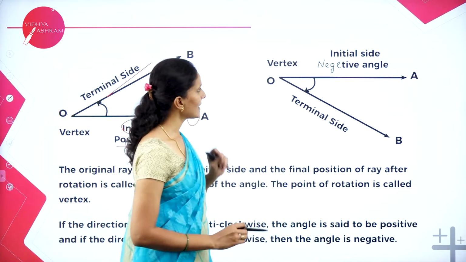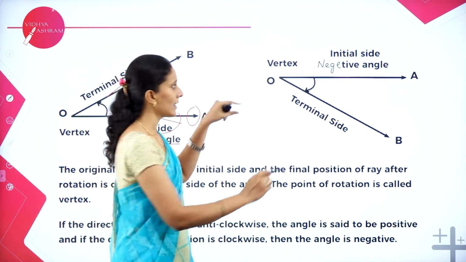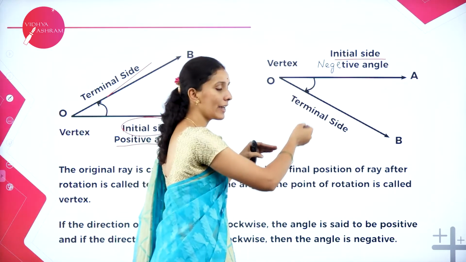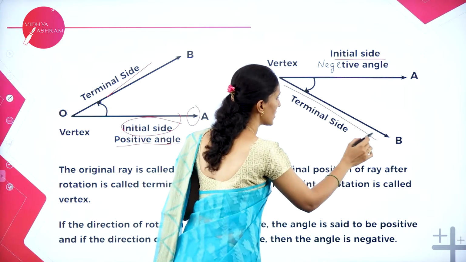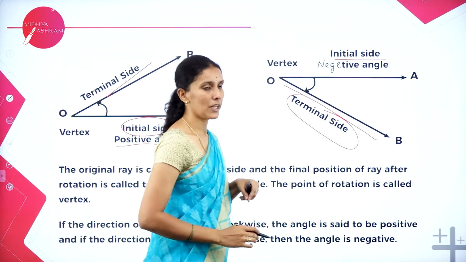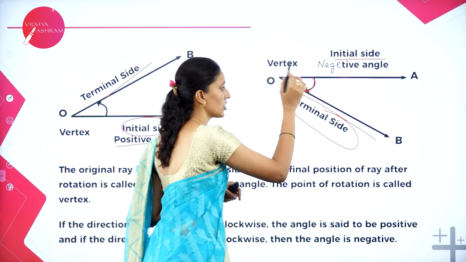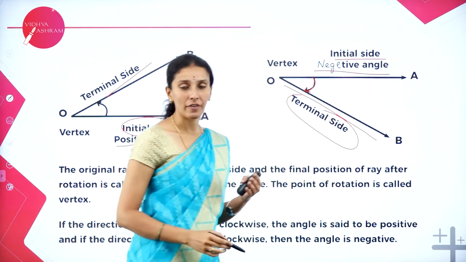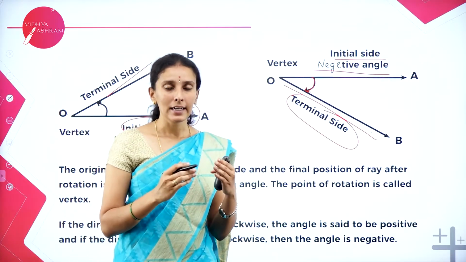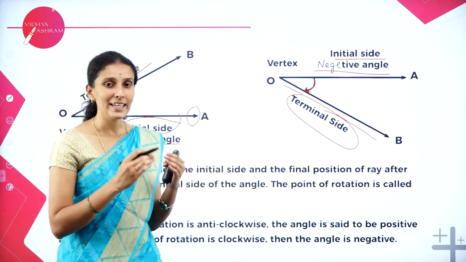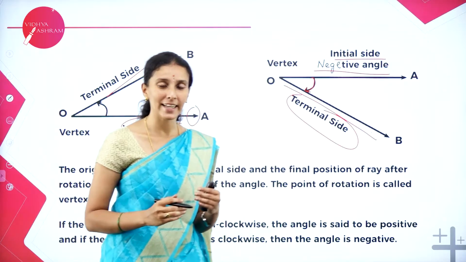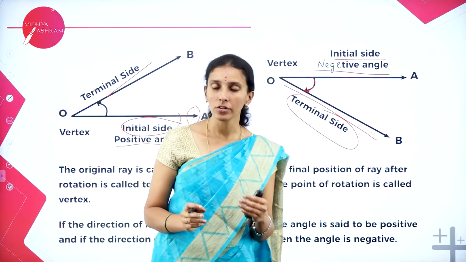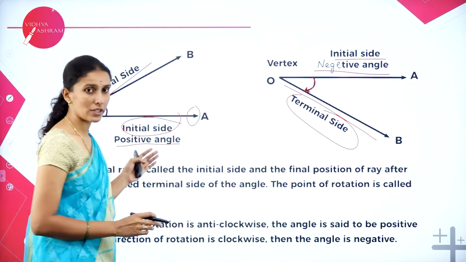And here you can see this is your vertex and this is your initial side. After some rotation, taking it in clockwise direction, the ray reaches here. So therefore this is your terminal side and this amount of rotation is nothing but your angle. But here we say it is a negative angle. So when the amount of rotation is in clockwise direction, we take the angle as negative, and when it is in anti-clockwise direction, we say the angle is positive.